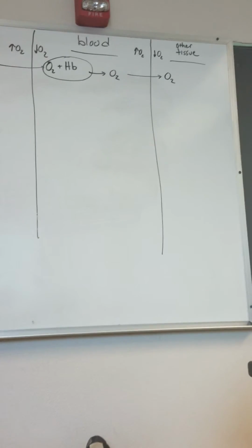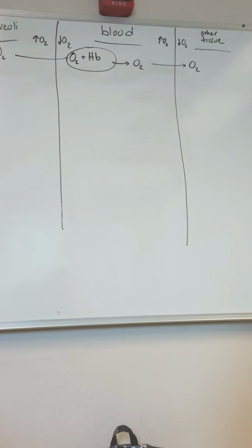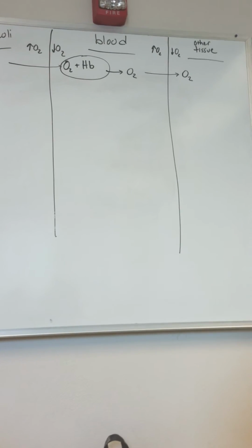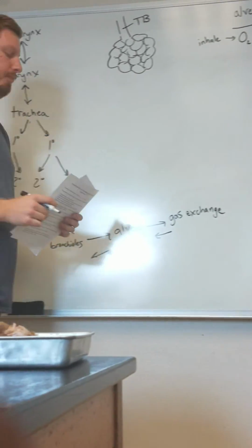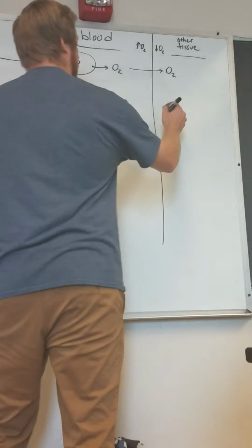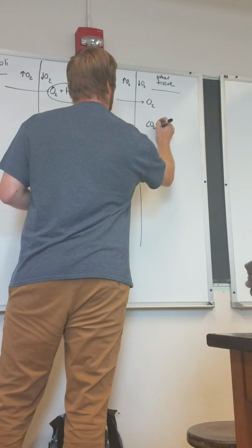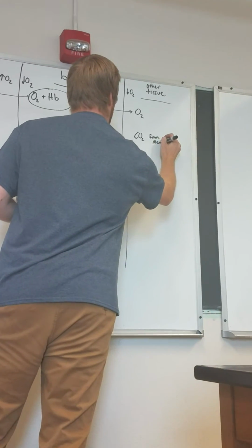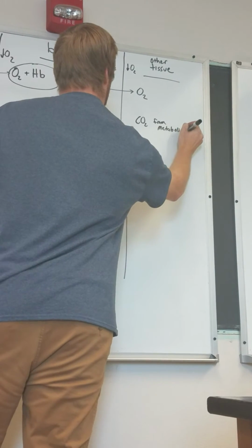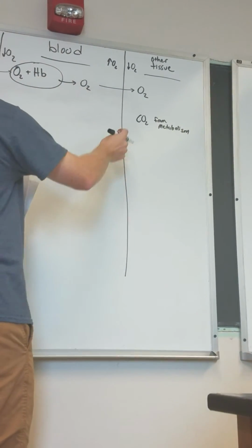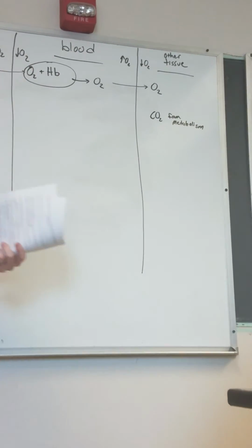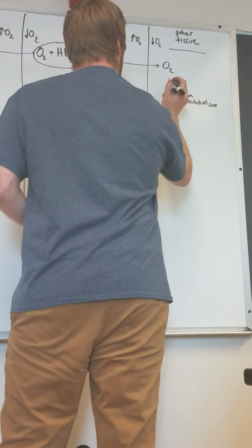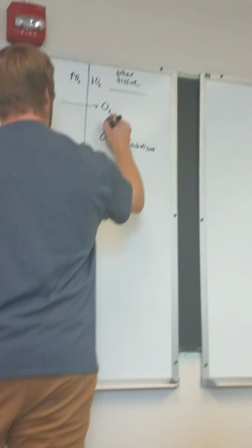All right, so this is just one half of the equation. This is how oxygen gets to the tissue. But remember, the other half of respiration is carbon dioxide leaving. So down here, we're going to draw CO2 from metabolism. What's the concentration of CO2 like if the cells have been producing it? Yep, so relative to the blood, it's going to be higher.